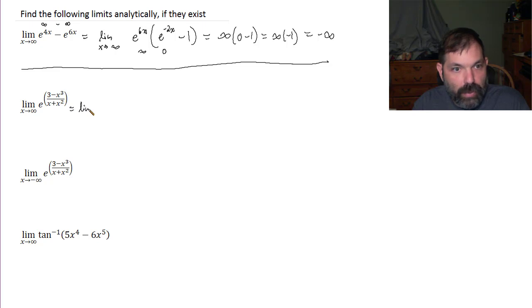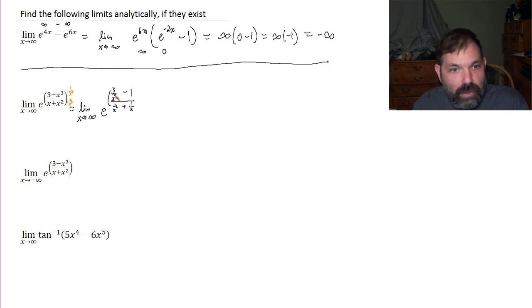So this would be the limit with x approaching infinity, and that's e to the, and what I'm going to do is multiply numerator and denominator by 1 over x cubed in the exponent. So then that's e to the 3 over x cubed minus 1, over 1 over x squared minus 1 over x, or plus 1 over x.